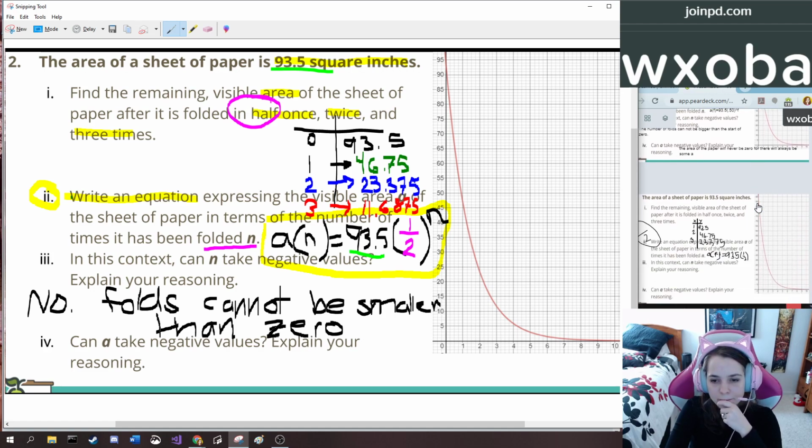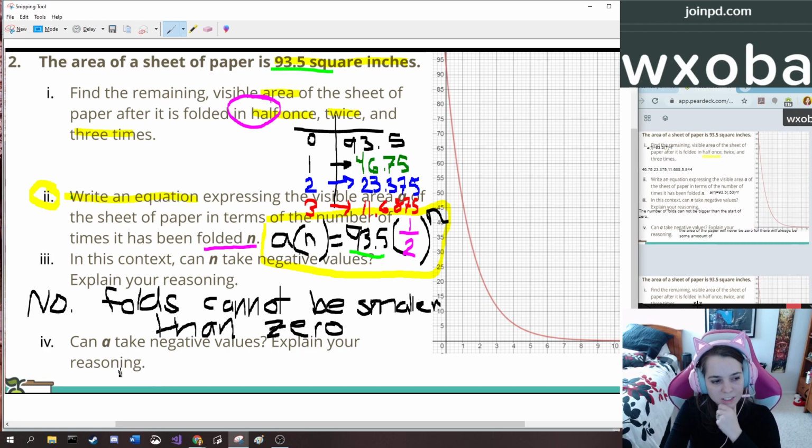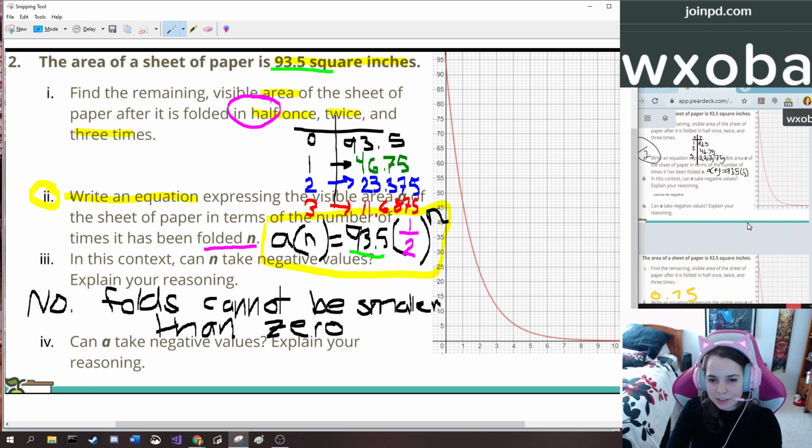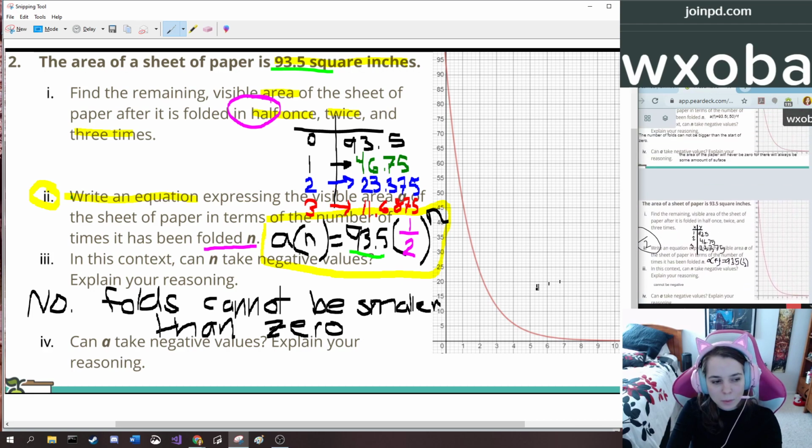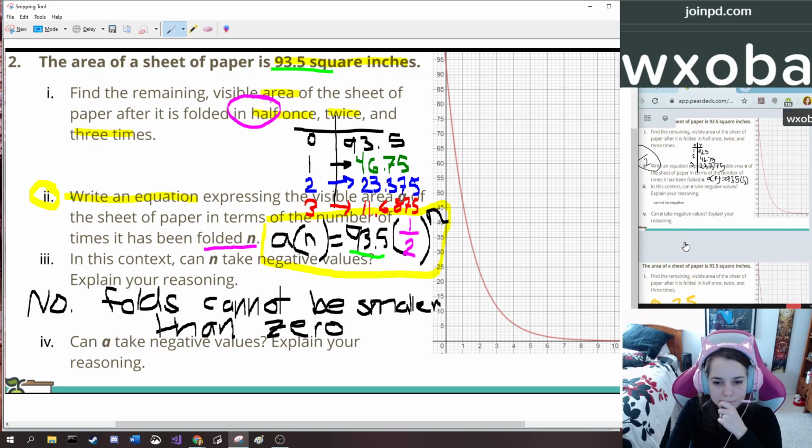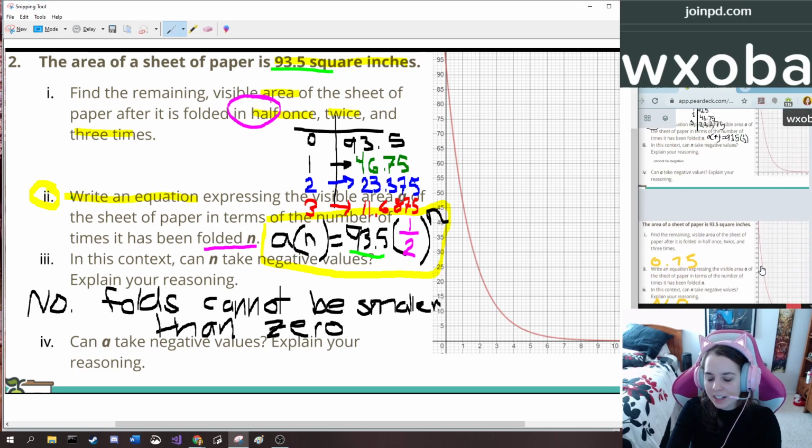All right. So the next question, what about A? Can A take negative values? What does A represent? A represents the area. Can this area of this paper ever be negative?